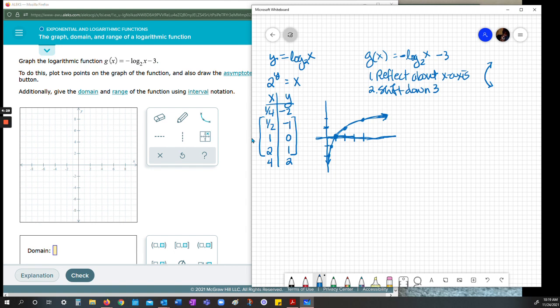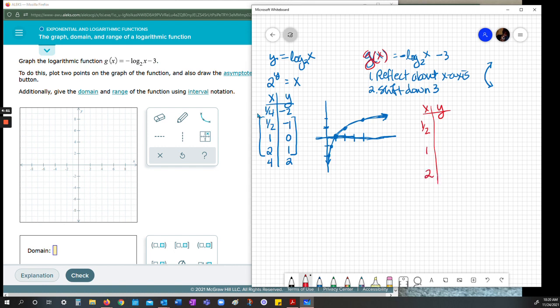So if I take these 3 key points, since we only need to actually plot 2 points for our final answer graph, maybe I'll change colors. We'll do this g of x stuff in red. So if I take my table of values, I'll just take the 1/2, 1, and 2 for my x's.